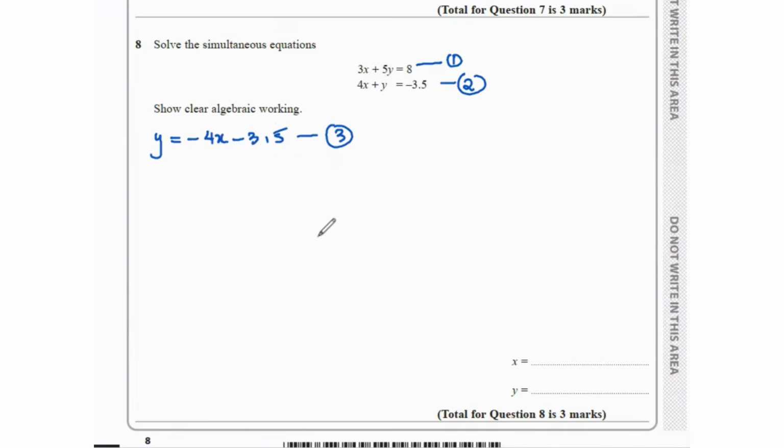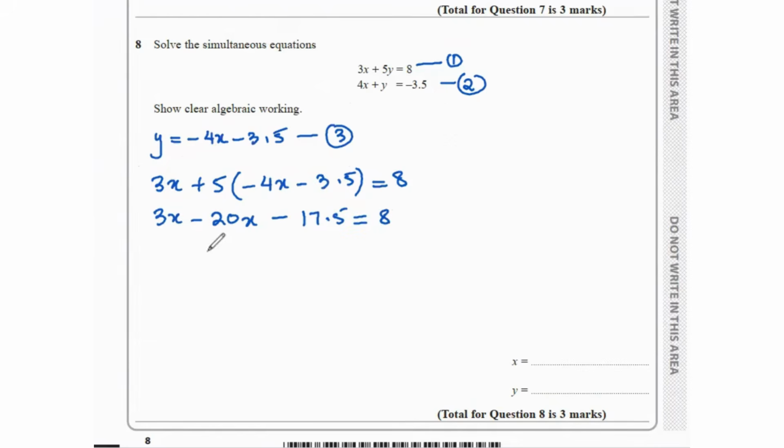Then we'll have an equation just in terms of x. We solve it for x. And once we get the value of x, we can put it back into the third equation to get the value of y. So now I'll show you how to do it. So 3x plus 5 bracket negative 4x minus 3.5 equals 8. 3x minus 20x minus 5 times 3.5, that's 17.5 over here, equals 8. Collect the like terms. So negative 17x equals 8 plus 17.5, which is 25.5.